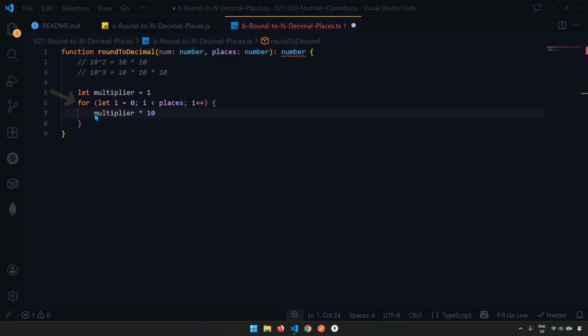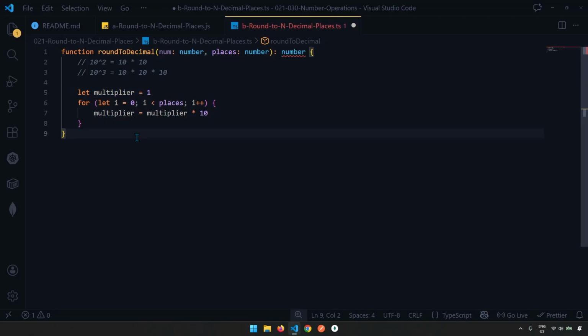The idea behind the loop here is just to repeat what's inside of it as many times as we have places. So we have places 2, which means the loop is going to repeat this 2 times. The first time, it's going to multiply the multiplier by 10. So multiplier is 1, 1 times 10, that's 10, right? And then I'm going to store that 10 as the new value of this multiplier. After the first iteration, multiplier is no longer 1, it's 10. And then I go to the next iteration.